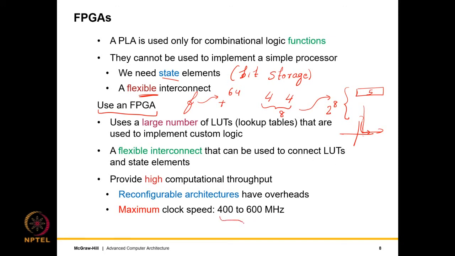The only thing is that their clock speed is quite limited, 400 to 600 megahertz. And it's also not the case that one clock cycle achieves a lot of things, right? Even a simple operation that would take one cycle on an ASIC may take multiple cycles on an FPGA. So FPGAs are limited in terms of their frequency, their area, overheads, everything.